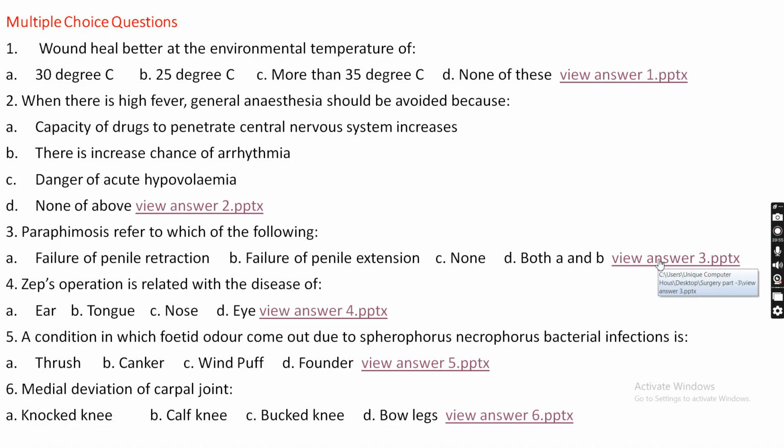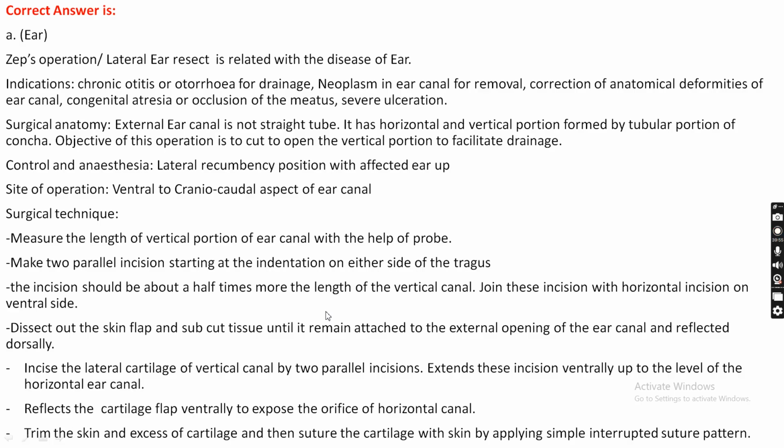Question number 4. Jabs operation is related with the disease of: option A, ear; option B, tongue; option C, nose; option D, eye. The right answer is option A, that is ear. Jabs operation, or the lateral ear resection operation, is related with the disease of the ear.